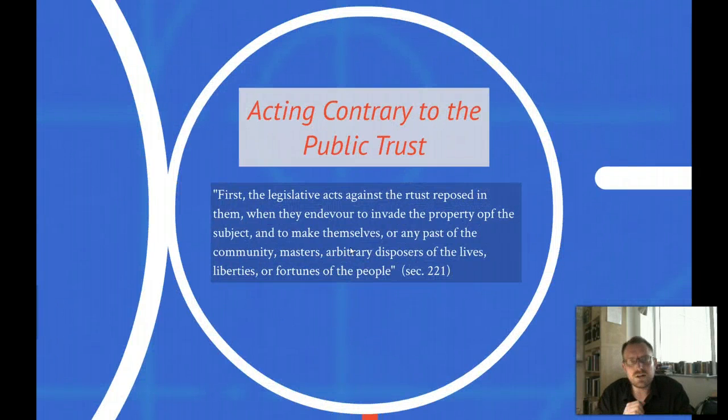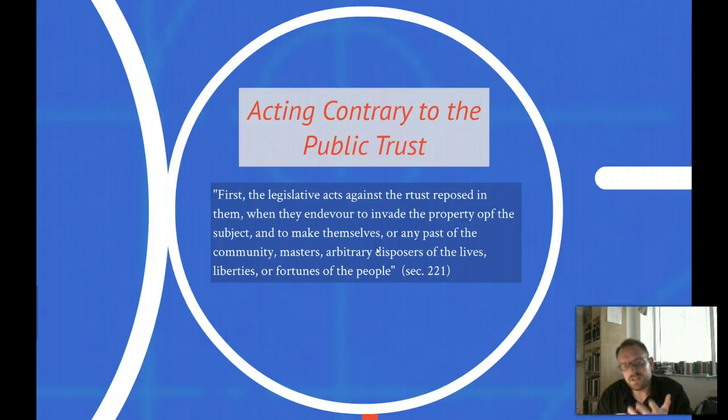Okay? Now, there's this quote I thought worth putting here, which I subtitled "Acting Contrary to the Public Trust," that relates here. What does Locke write? This is from section 221. He writes, "First, the legislative acts against the trust reposed in them when they endeavor to invade the property of the subject and to make themselves or any part of the community masters, or arbitrary disposers of the lives, liberties, or fortunes of the people." I'm sorry about the spelling errors or typos in there, but you can see what he wants to say here is the public trust is clearly violated, right?